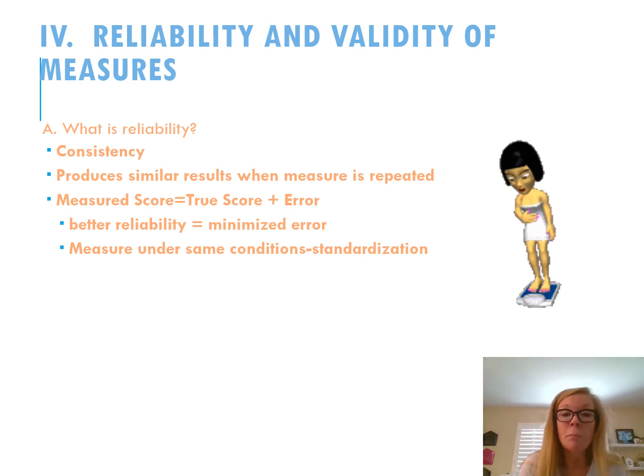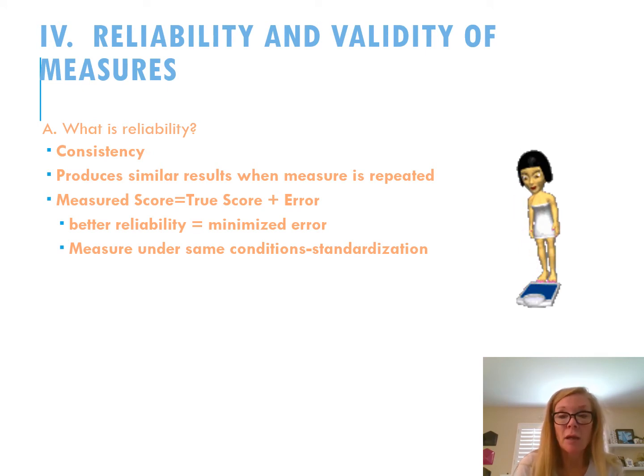If you want to minimize the amount of error in your score, that will result in better reliability. So measuring yourself, weighing yourself at the same time of day, wearing the same amount of clothing, on the same surface, all of those kinds of things will result in better reliability. All of those measures that I just described are called standardization. So measuring the construct under the same conditions every time is standardization, and that will result in better reliability.